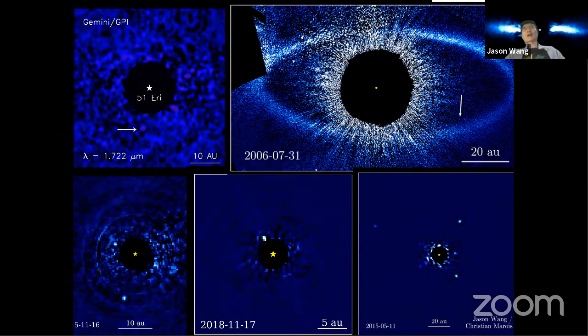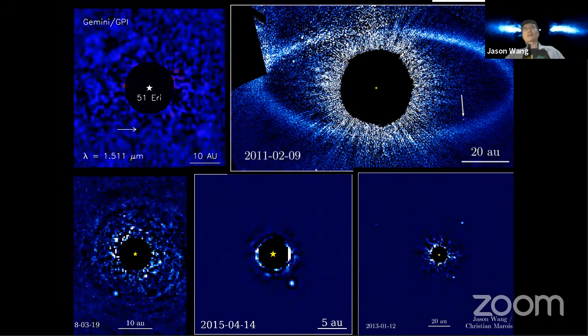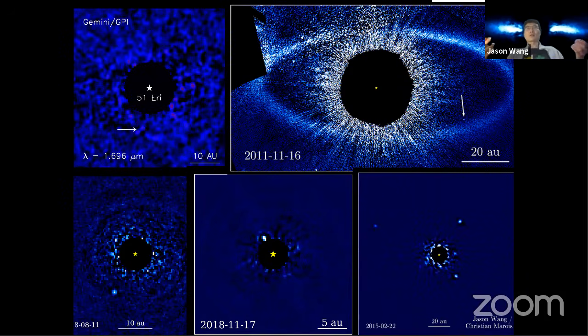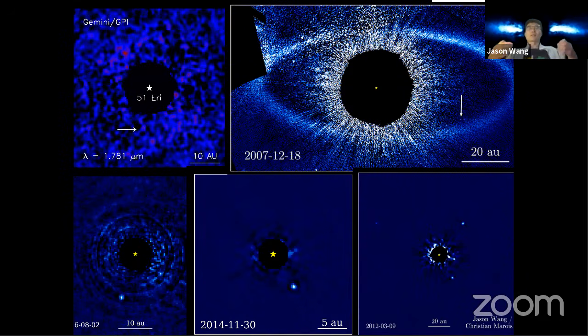This is some time lapses of exoplanets in motion that I've made. These are some of the known exoplanets that we have orbital motion for that you can enjoy.